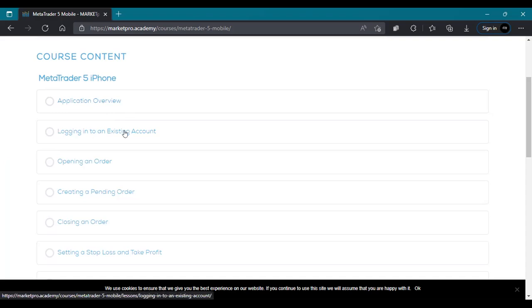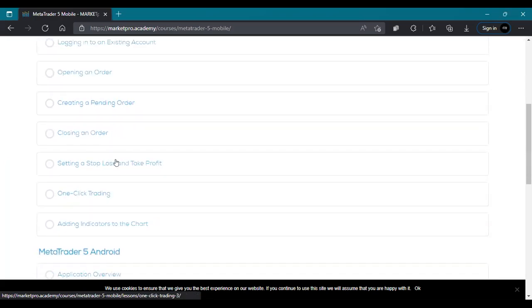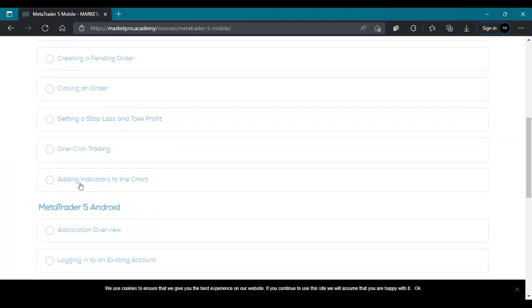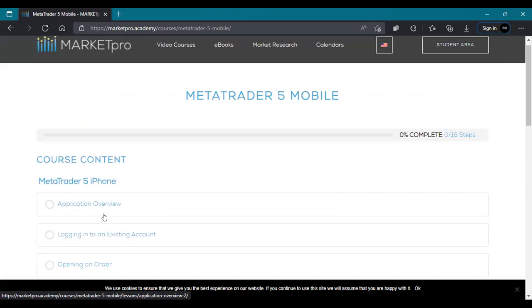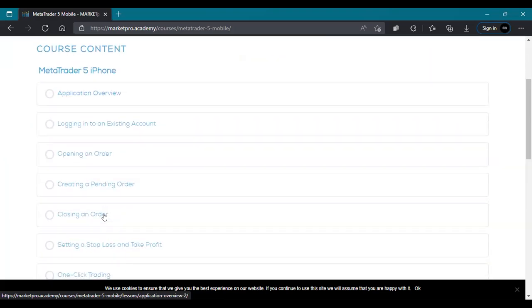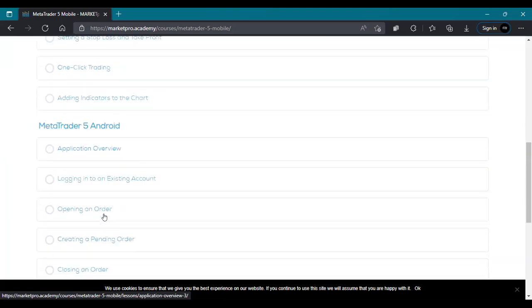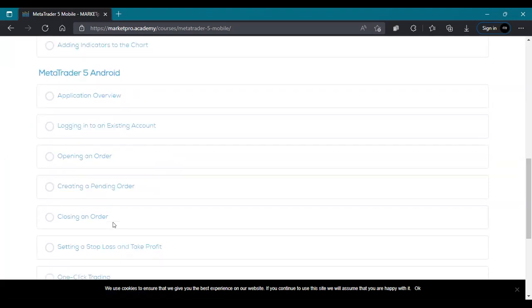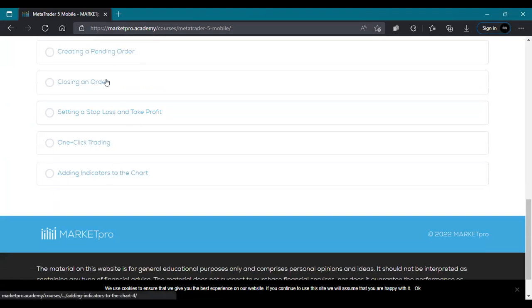If you have a broker account already, logging into an existing account, how to open a trade, create a pending order, how to close your trades, how to set stop loss. Everything is here, how to add indicators. This one here is for iPhone users. Then if you have an Android phone, we also have a section for you. It's everything here.